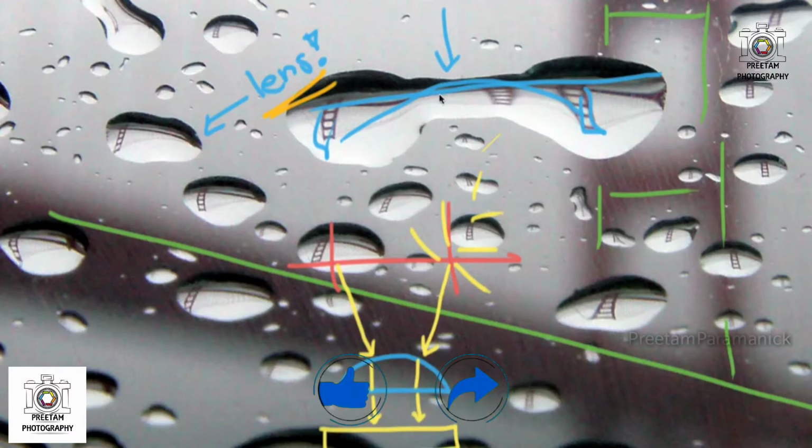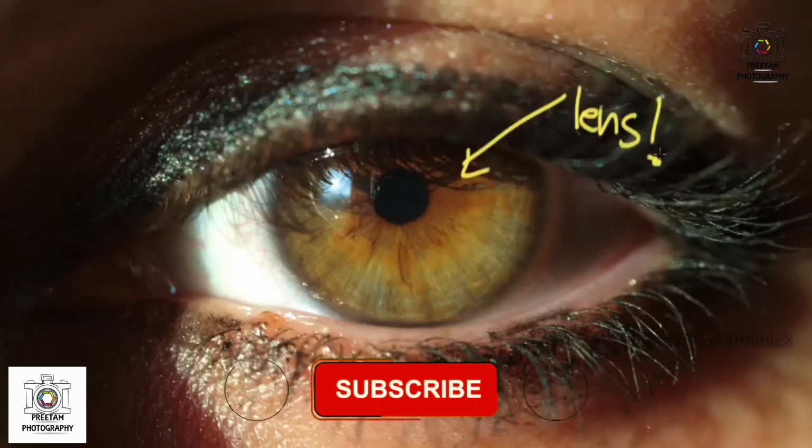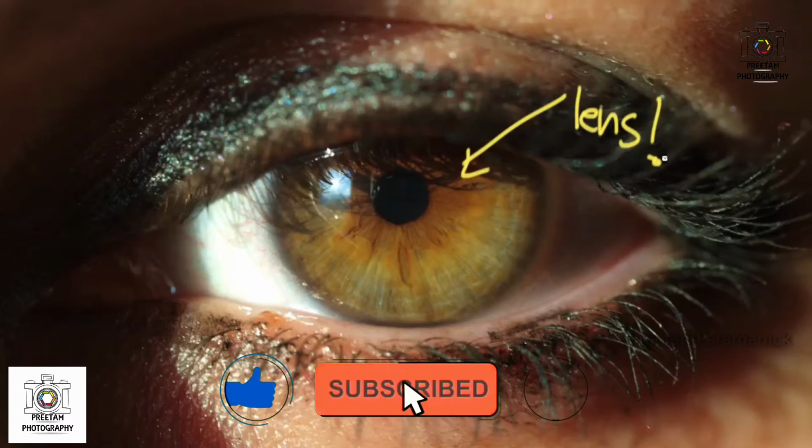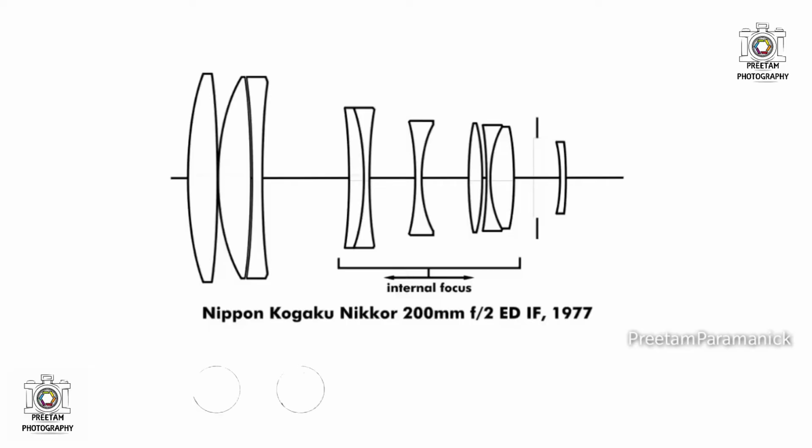So the really amazing thing about lenses is that they're all over the place. You don't maybe think about it, but this is actually a lens. An eye is a lens. It's one of the most advanced and amazing lenses out there, and we'll talk a little bit more about that later.